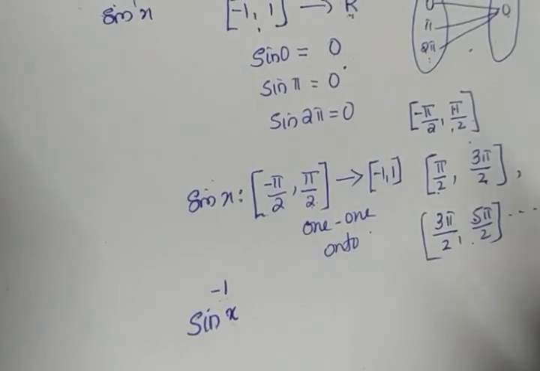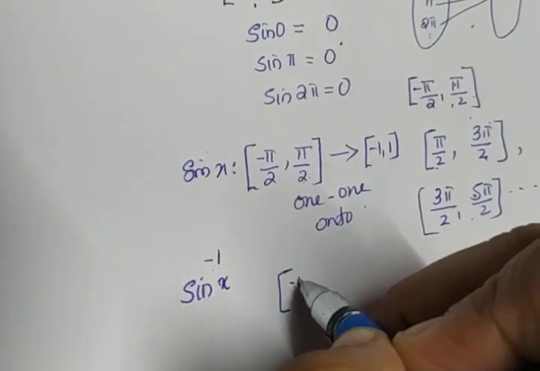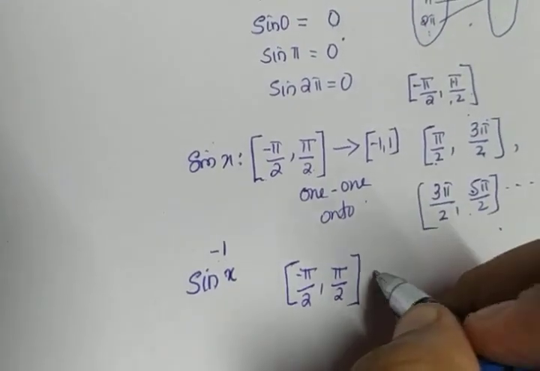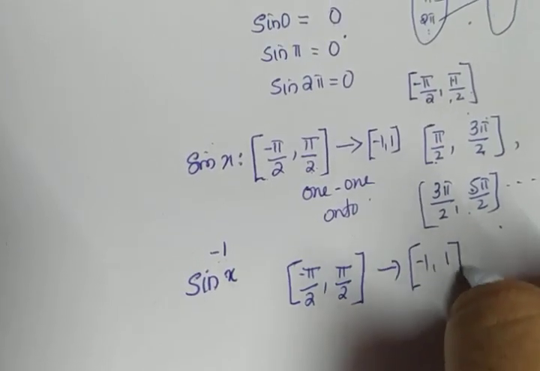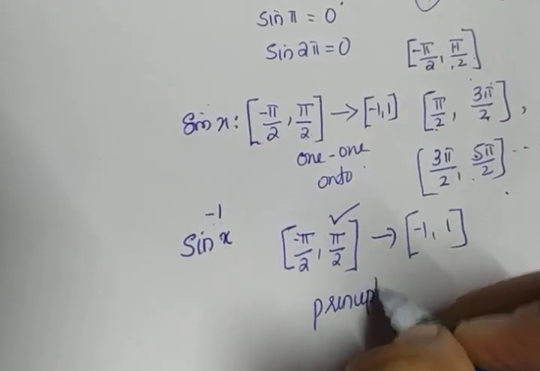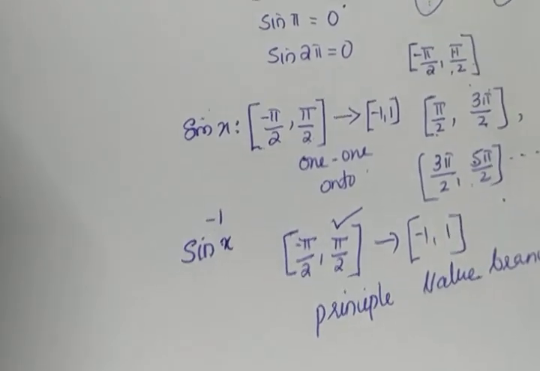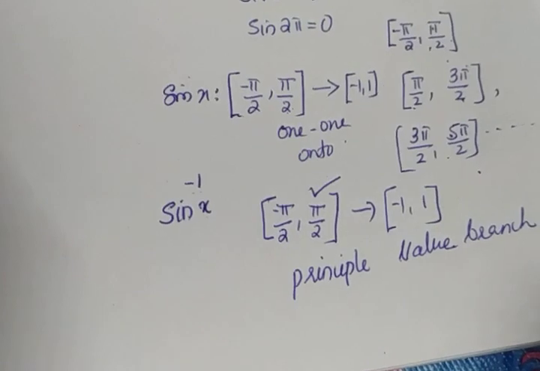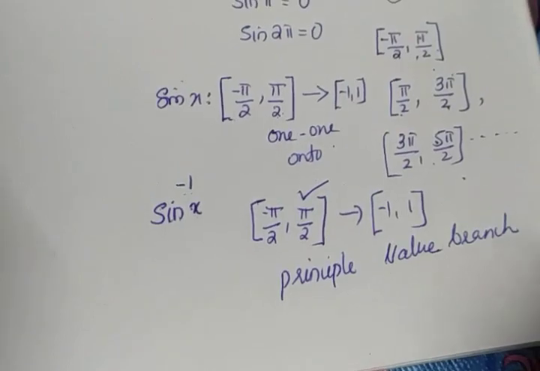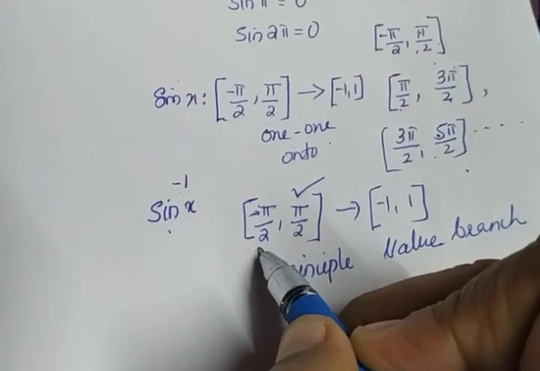But in this chapter we are not going to deal with all these intervals. We are going to deal with only closed interval minus pi by 2, pi by 2 in the case of sine. This interval in the case of sine function is called the principal value branch. You have to be thorough with the principal value branch of all the 6 trigonometric functions, and only then will you be able to calculate the values which come inside the principal value branch.